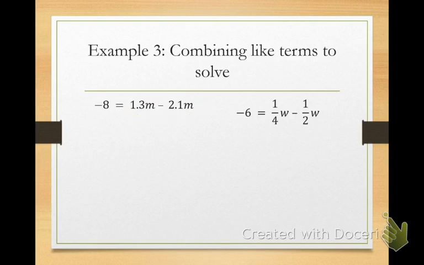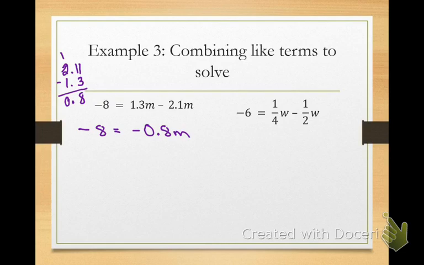Now, you are allowed to use your calculators. You could do 1.3 minus 2.1. However, this is different signs, right? You could just as easily subtract and take. Is your answer, when you subtract them, going to be positive or negative? 2.1 is bigger. It's going to be negative. Okay, so rewrite your equation. Negative 8 equals negative 0.8 m.